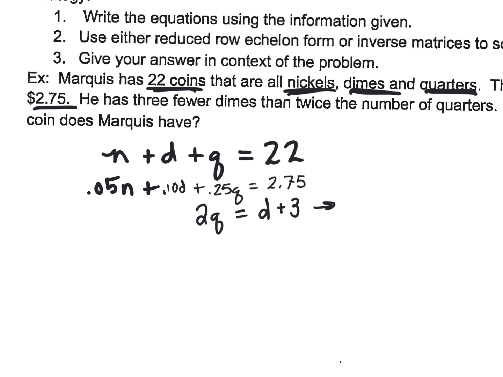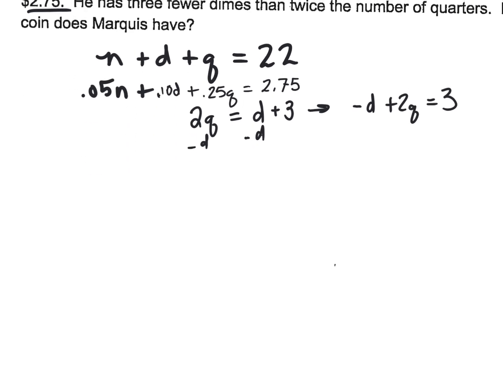So what do I need to do here? Yeah, I'm going to subtract D from both sides, and I'm going to end up with negative D plus 2Q equals 3. And now why am I putting it that way? Because look at the order everything else is going into: N, D, Q. Now, we need to set up our reduced row echelon form, don't we?